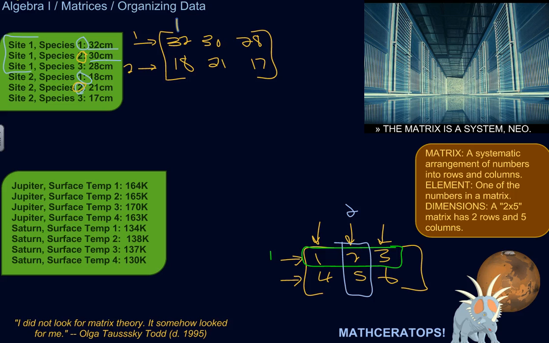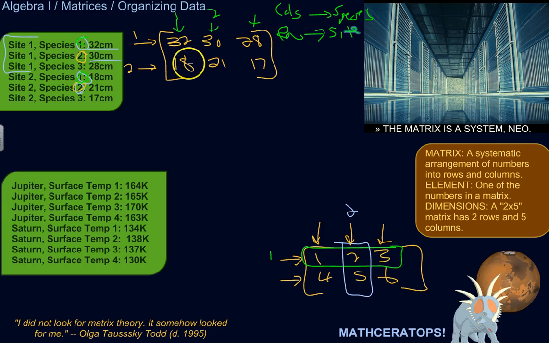So what does this column represent? 32 and 18, they're both about species number 1. 30 and 21, these are both about species number 2. So my columns are species, and my rows are site numbers.